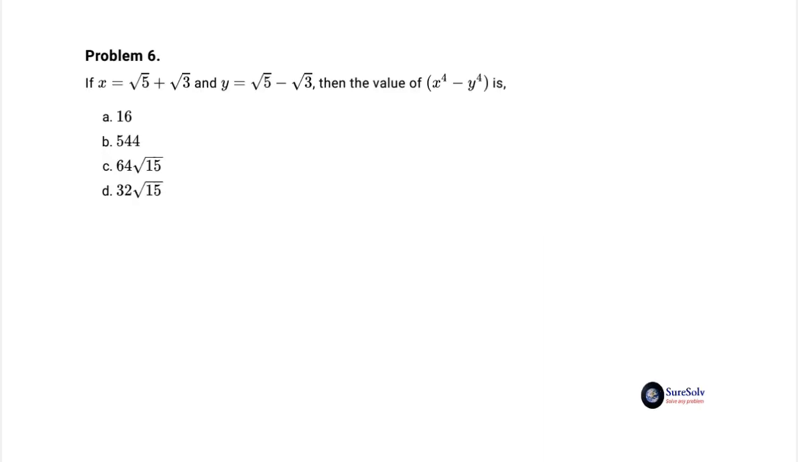Question 6 is, if x equal to root 5 plus root 3 and y equal to root 5 minus root 3, then the value of x to the power 4 minus y to the power 4 is option A 16, option B 544, option C 64 root 15 and option D 32 root 15. X to the power 4 minus y to the power 4 has two factors. X to the power 4 minus y to the power 4 equal to x square plus y square multiplied by x square minus y square.